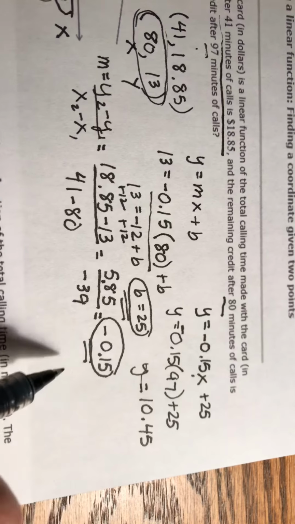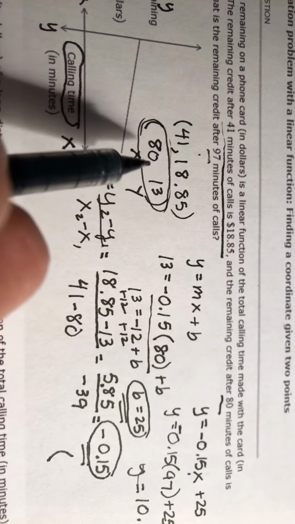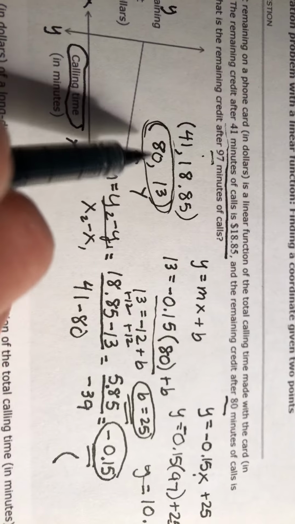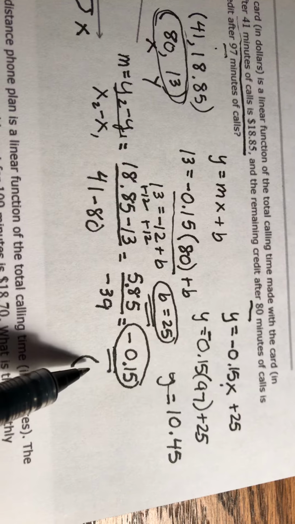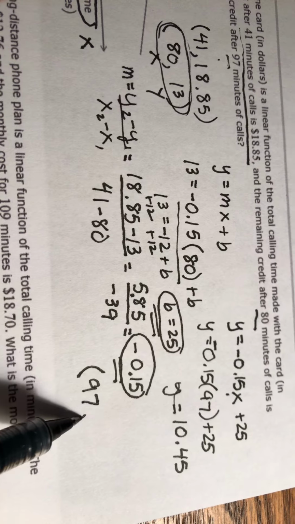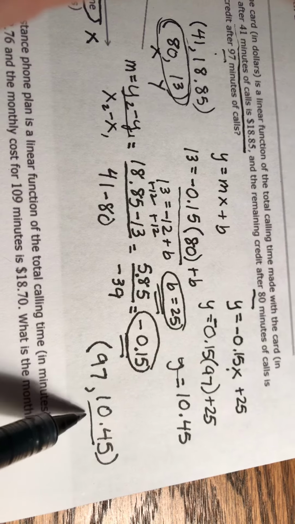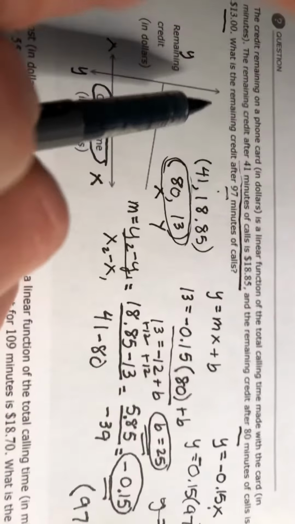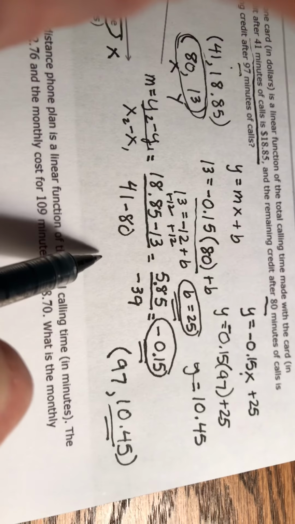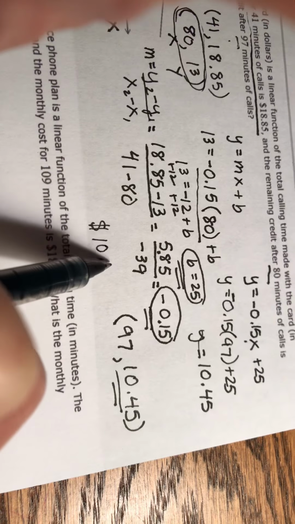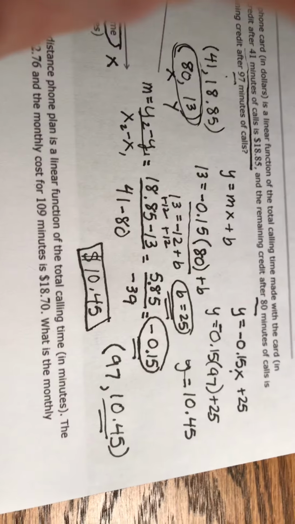Now let's see if our answer makes sense. Look at these first two ordered pairs. 41, $18 left. After 80 minutes, you have less money left. And here, we plugged in x was 97, and we got 10.45. The question will just ask what's the remaining credit after 97 minutes. So the remaining credit is $10.45. It does make sense to get a decimal for this because it's money.